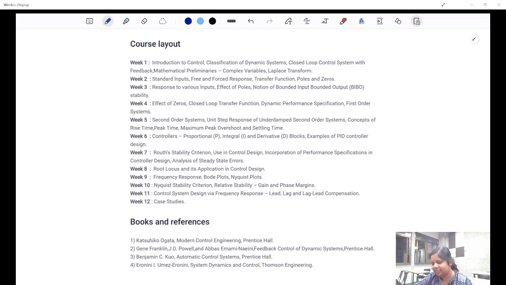What I request is, please have MATLAB installed in your system. We'll start with very basics, introducing you to the command window, introducing you to the editor, to the workspace, where are the variables stored. We'll start with all of those very basic things.